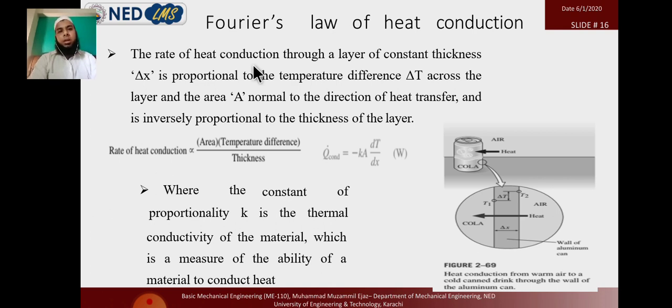Now to study conduction, we have to know the numericals. We have to know the equation which deals with the conduction. The Fourier law of heat conduction explains the equation of conduction heat transfer. By definition, the rate of heat conduction through a layer of constant thickness delta x is proportional to the temperature difference delta T across the layer and the area normal to the direction of heat transfer, and is inversely proportional to the thickness of the layer.